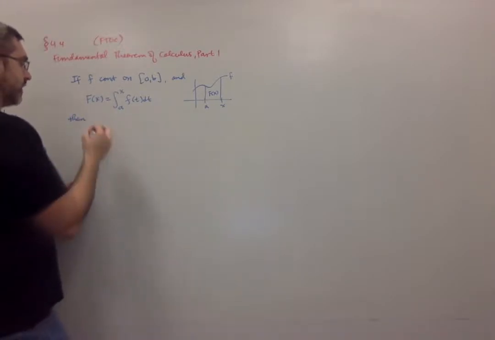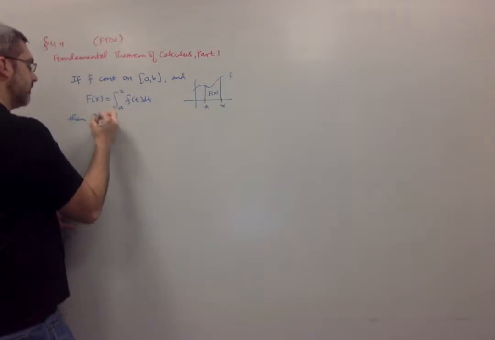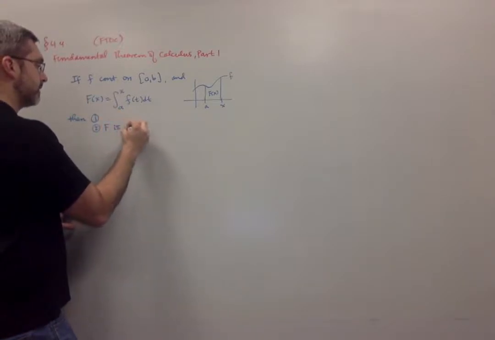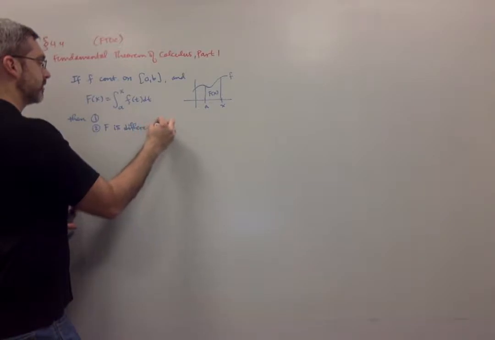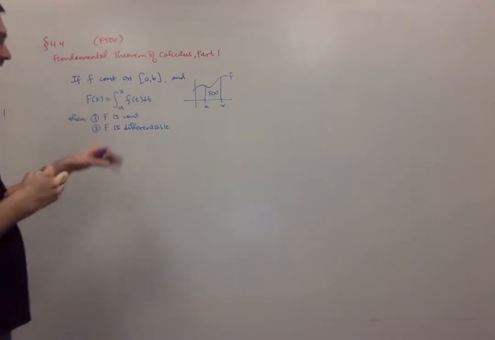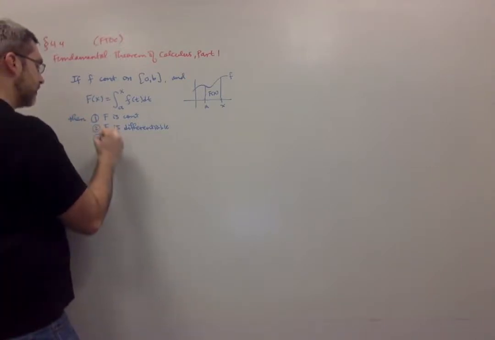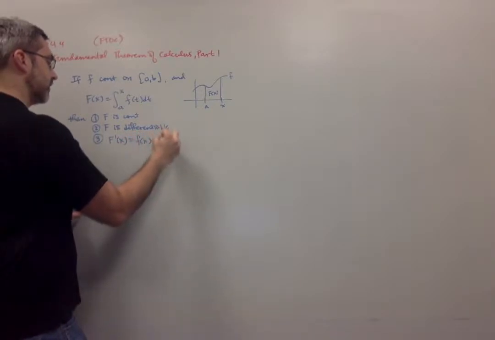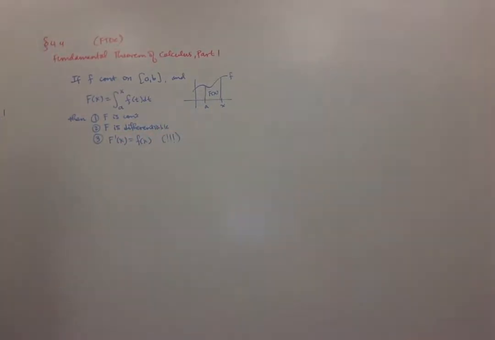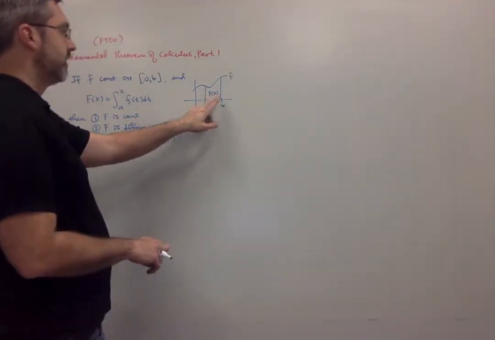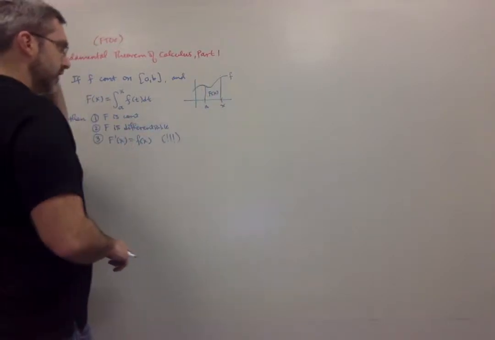I didn't state it this way, but that function is actually differentiable. Okay, and because it's differentiable, it's continuous. So I'm just going to write that. It's continuous and it's differentiable. But the important part is that the derivative of that area function is the original function again. Okay, that's where we get the 3 exclamation points. The derivative of the area function, the change in area, is the actual original function.